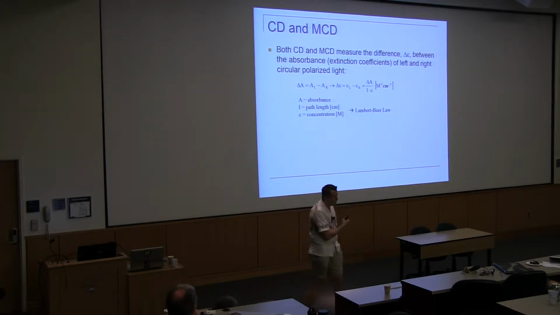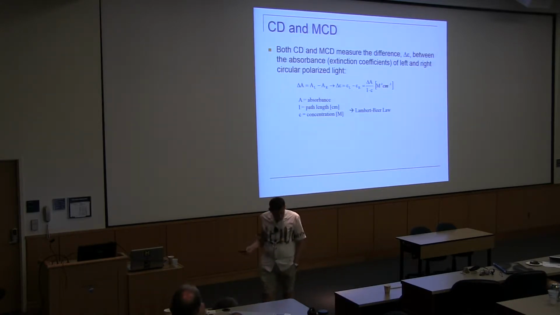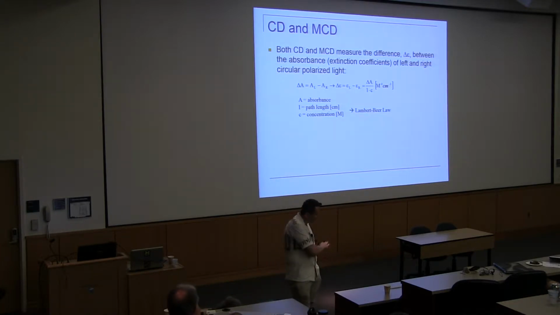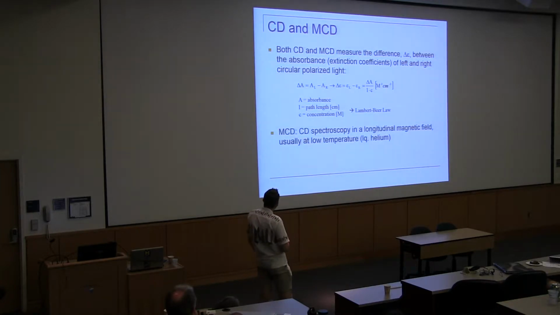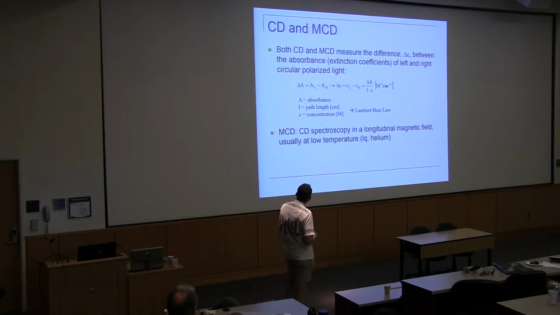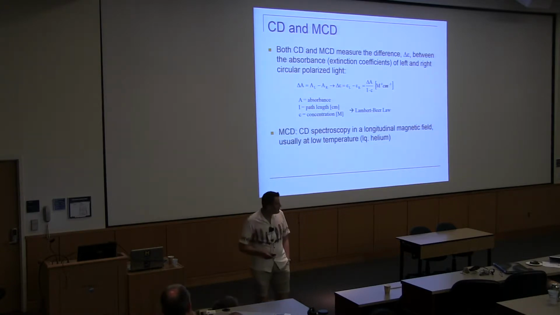This is, of course, your CD experiment, and then in MCD, you now want to use the magneto-optical effect, so we're going to add a longitudinal magnetic field onto this, right, and then measure the CD spectrum in the applied magnetic field. As we will see, we'll usually do this at low temperatures. We have to go all the way down to liquid helium temperatures in order to do this. So it is a bit of an expensive experiment to run.